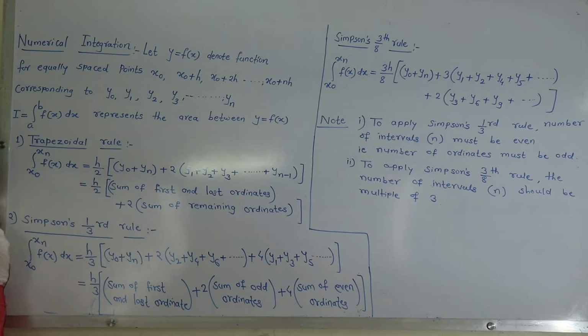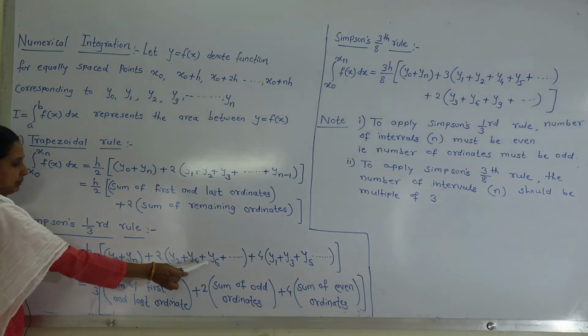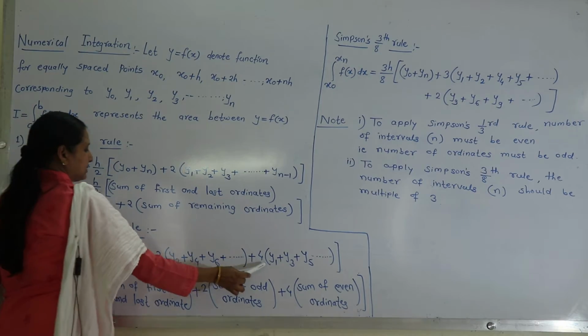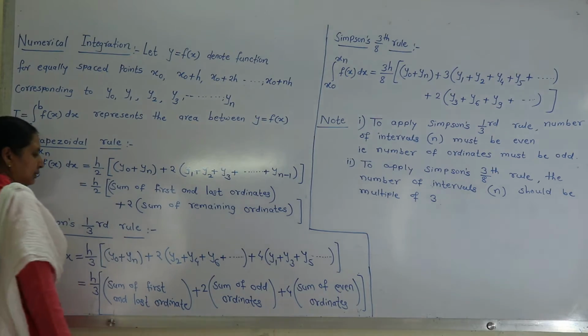Now the second rule is Simpson's 1/3 rule. Integration from x0 to xn of f(x) dx is h by 3. It is called 1/3 because it is divided by 3. Therefore it is the 1/3 rule. H by 3 in bracket y0 plus yn plus 2 times y2 plus y4 plus y6 and so on, plus 4 times y1 plus y3 plus y5 and so on.